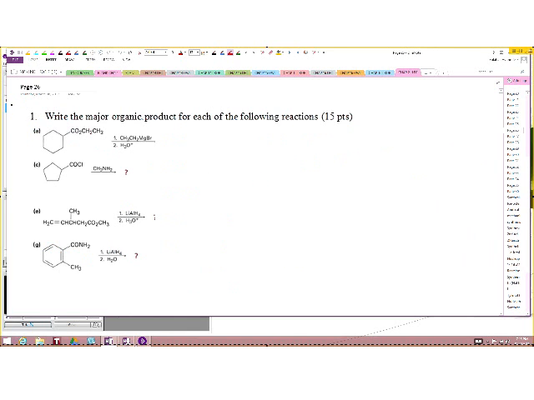Okay, Jasmine, can you go ahead and read this for us? Write the major organic product for each of the following reactions. Okay, thank you. Some of this we've done before. Okay, so what do we have here? What class of compound is this? An ester, okay? This is an ester.